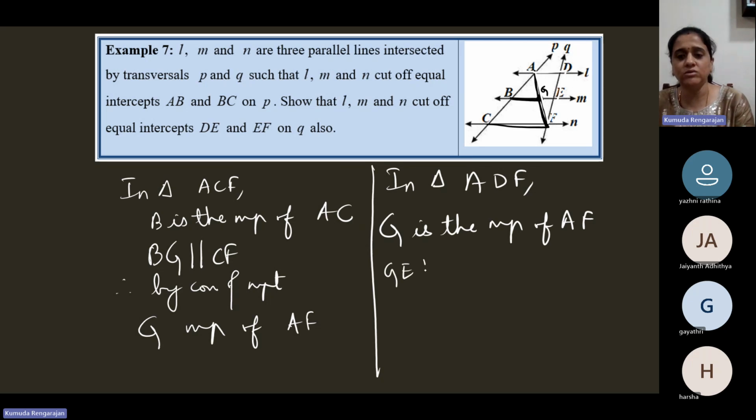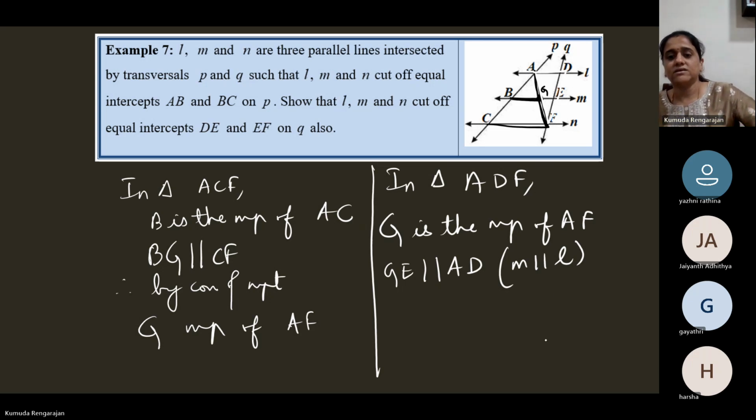GE is parallel to AD. Correct. Why? M is parallel to L. A part of M is GE. A part of L is AD. So GE is parallel to AD, a line through the midpoint G.